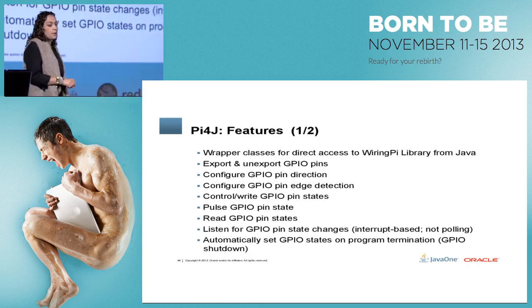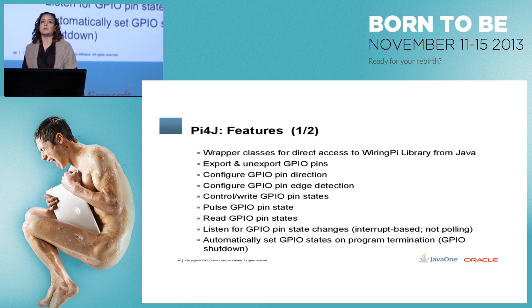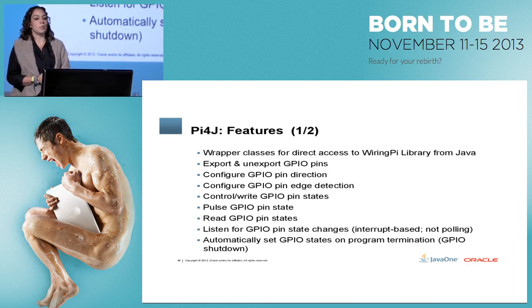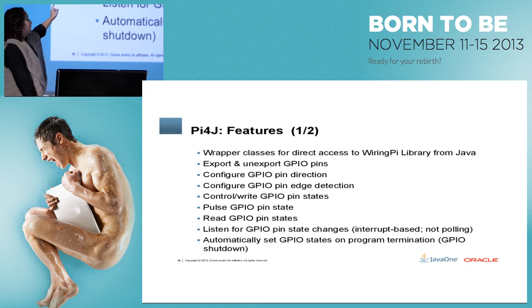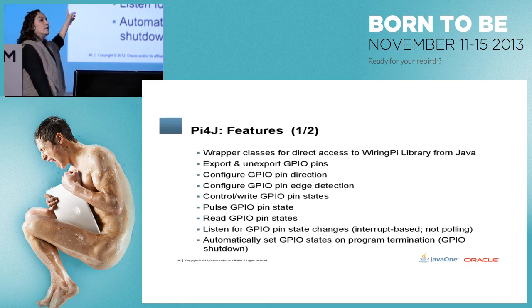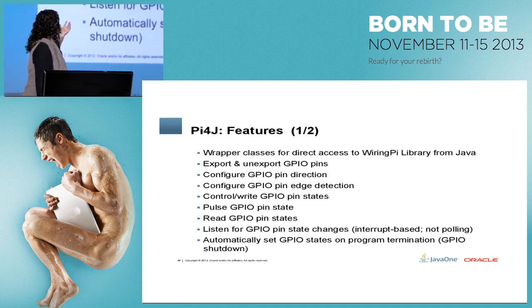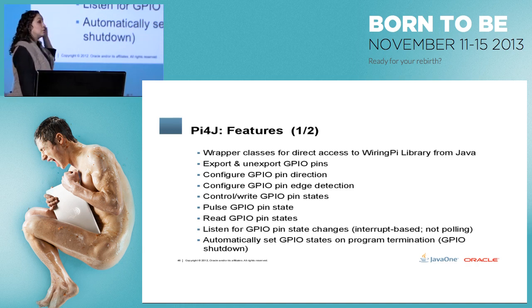Features, so this is what Pi4J allows you to do, not just for I2C, but in general. So again, pretty much a wrapper to the Wiring Pi library. For GPIO, you can export and unexport your pins. You can configure the direction. Are you doing input? Are you doing output? The edge detection that you want to do on your pin. You can actually control the state of your pins. You can pulse. You can read from it. You can listen, so you have listeners that listen for changes in the pin, etc.